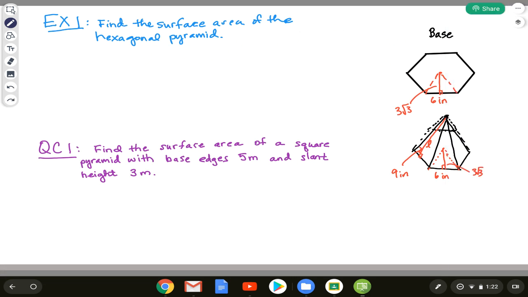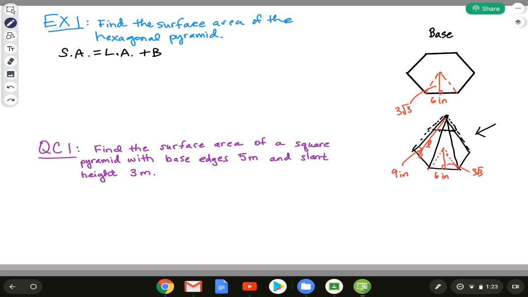Okay, example 1 has a hexagonal pyramid drawn in, and we're going to try to find the surface area of that. I attempted to draw the hexagonal pyramid here, but I just brought the base out above it so that we could see it clearly. Remember, the surface area is just going to be the lateral area plus the area of the base.